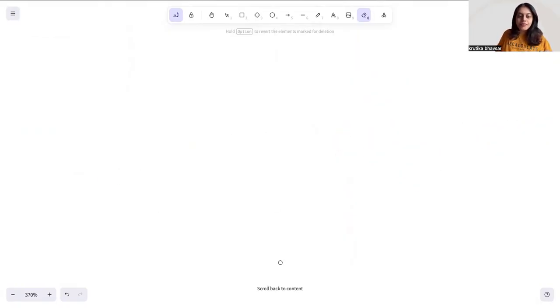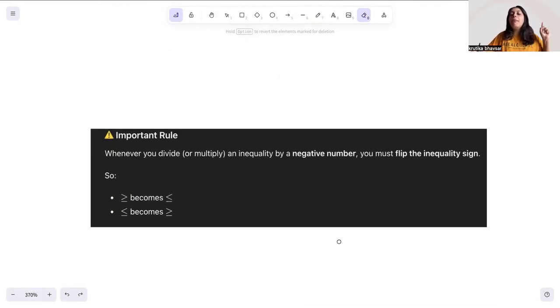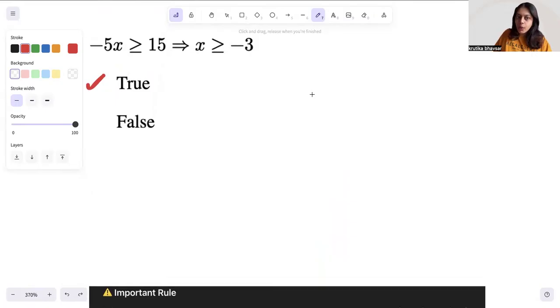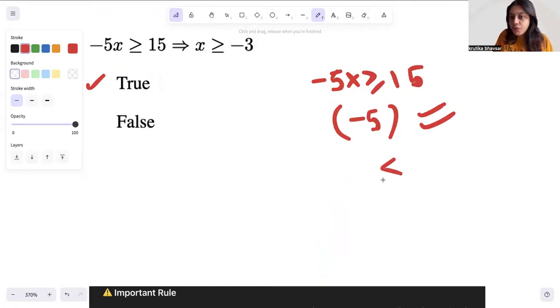So there is a quick note for all of you, which is whenever you divide or multiply an inequality by a negative number, you must flip the inequality sign. So the inequality sign actually flips, interchanges. So for instance, let's go back to our question. Our question was minus 5x is greater than or equal to 15. Now, I have decided to divide both sides by minus 5. Minus 5 is a negative number. So if you divide or multiply by a negative number, you need to flip the sign. And then you continue doing the same process as it is. So you have this as minus 3.